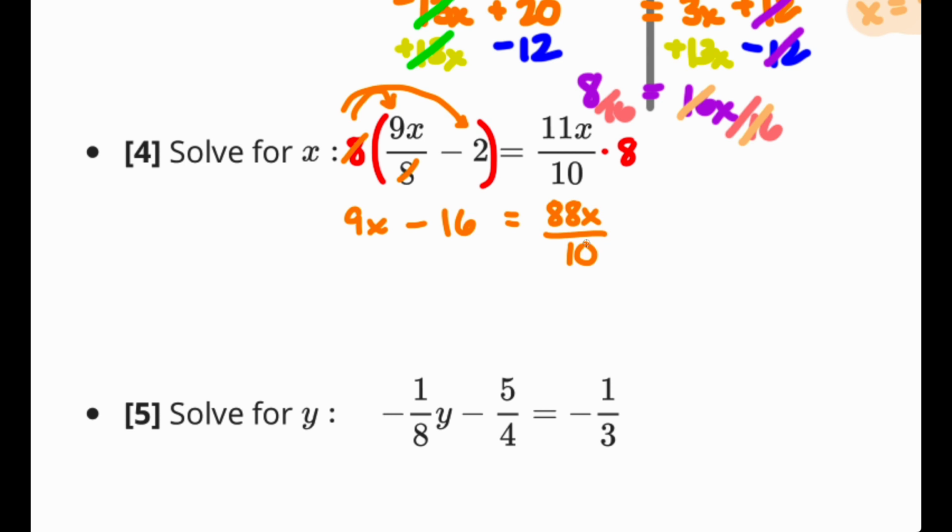So when you multiply fractions, you just multiply across. You're technically multiplying by 8 over 1. So 8 times 11 is 88, so it becomes 88x. Now from here, if you notice, we have one less fraction. That 9x over 8, that's gone. So we have one less fraction.